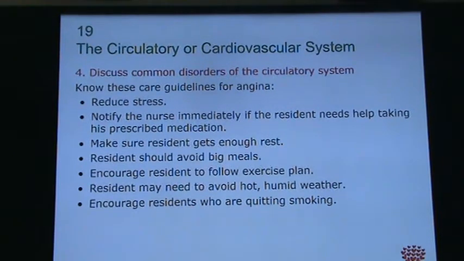They should avoid hot or humid weather. Encourage them to stop smoking, but that's tough to do.